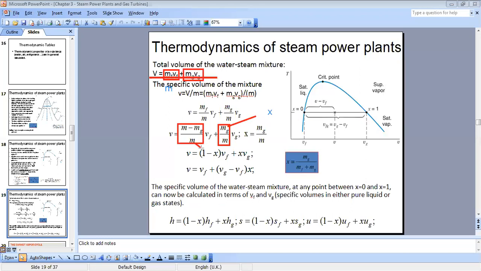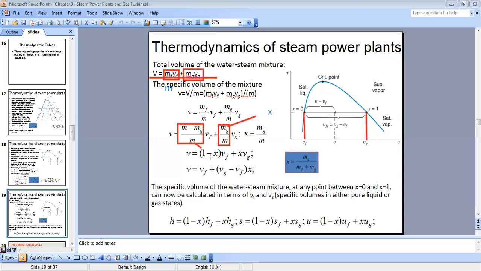So you end up with the following: the property of the mixture can be found by just doing 1 minus X times the property of the saturated fluid plus X times the property of the saturated vapor. Okay? So from now on, if I give you X, you will go to the thermodynamic table, you determine the property of the saturated liquid, you determine the property of the saturated vapor, and then knowing X, you can find the property of your mixture using the following formula.